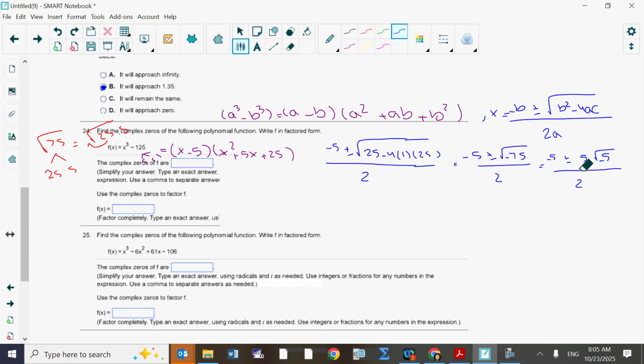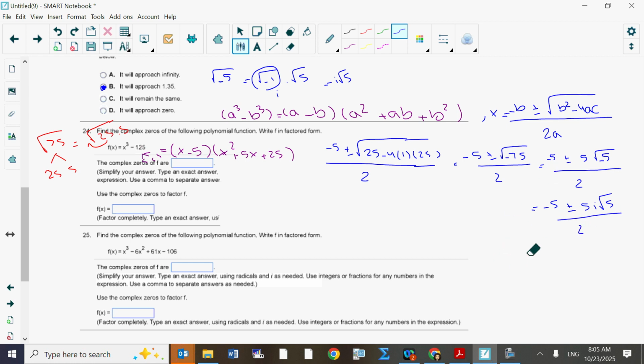We know that if we have a negative on the radical, you can change it to i. Let me explain this to you here. The square root of negative 5 can be written as the square root of negative 1 times the square root of 5. The square root of negative 1 is i. So I can write i root 5 instead of that. So the answer is negative 5 plus and minus 5i root 5, divided by 2. These are the two roots of the function.